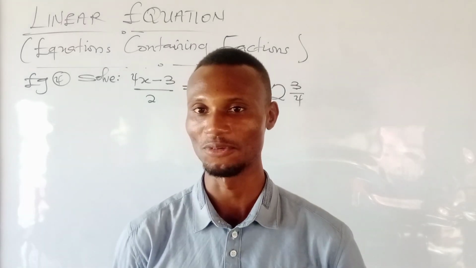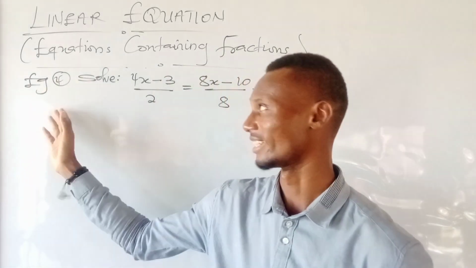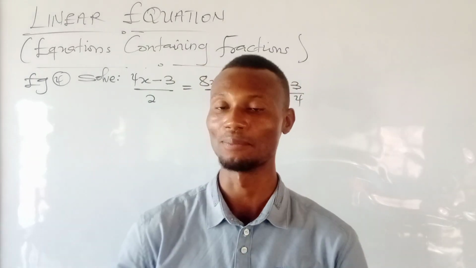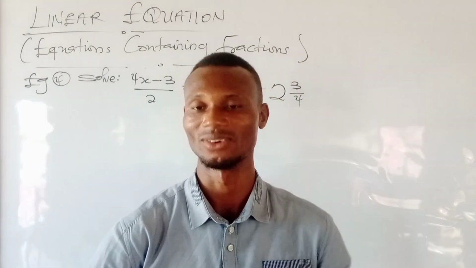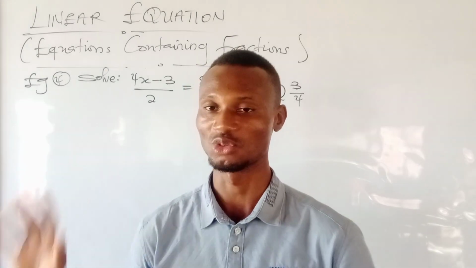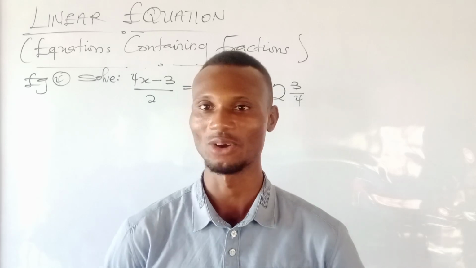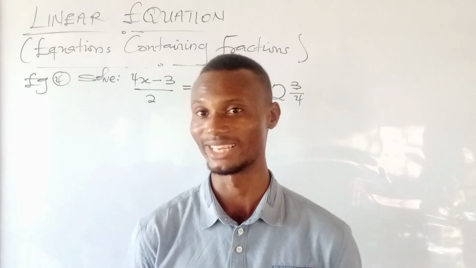This is example 4, as you can see from the board. It means in the previous videos we've already done examples 1, 2 and 3. I want us to solve this as well so that it will give you a better understanding of the linear equation containing fractions.